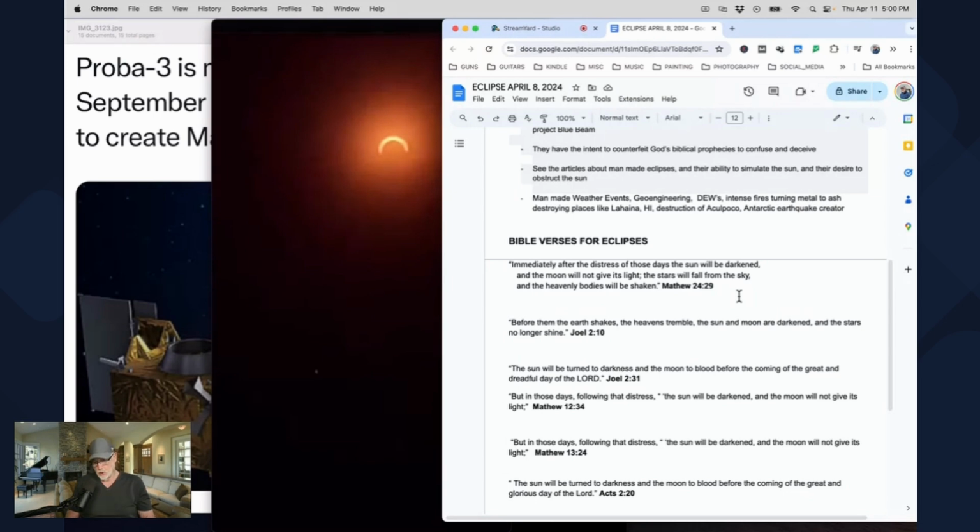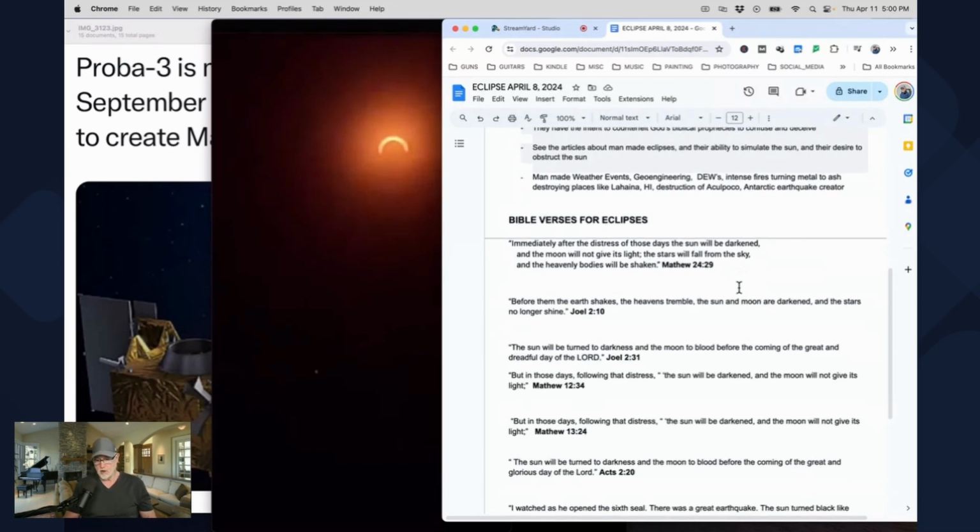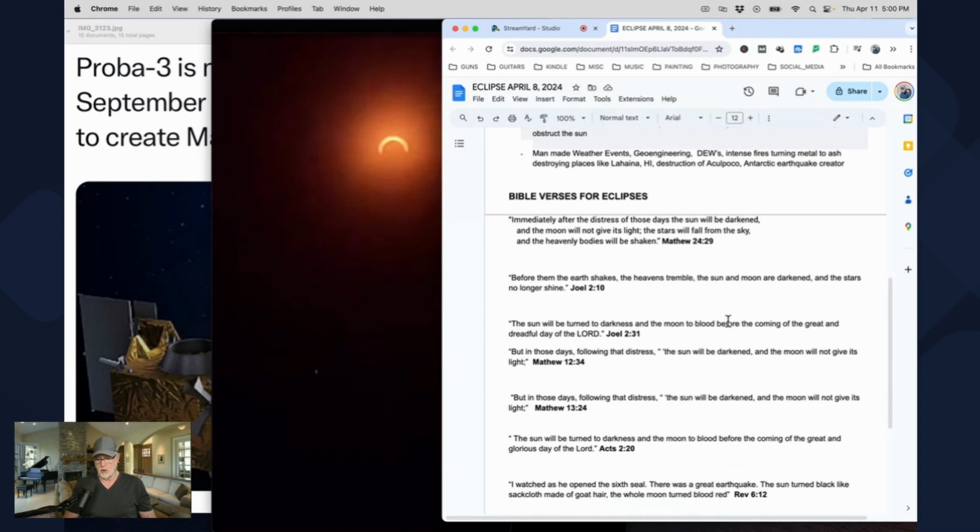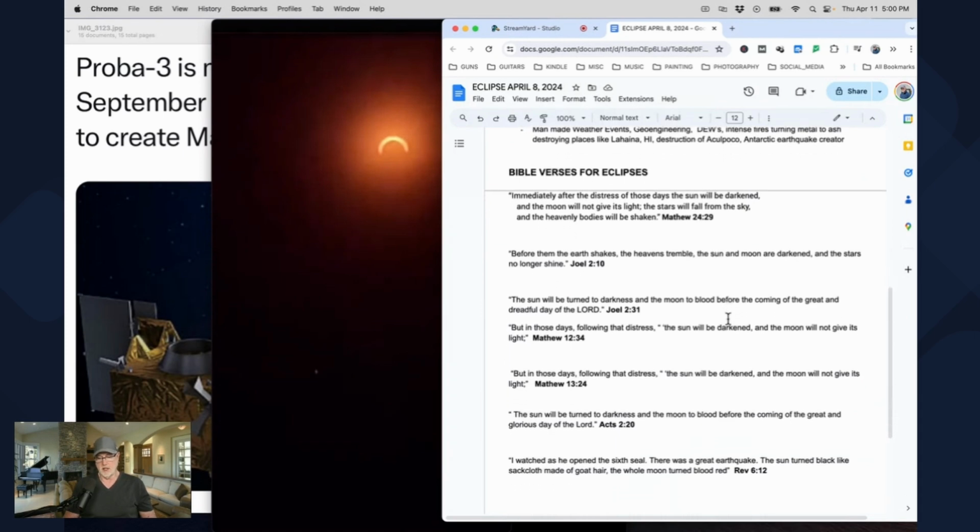And then Joel 2:10, before them, the earth shakes, the heavens tremble, the sun and moon are darkened, and the stars no longer shine. Again, I don't see the sun being darkened. If I want to see the sun darkened, I want to see a bright sun and then the sun just go dark. I don't want to see something stuck in front of it to do that. That's not what the Bible says.